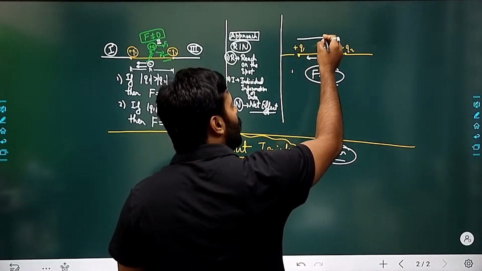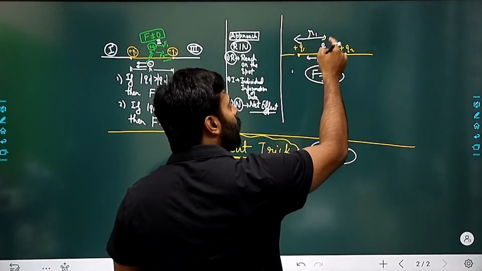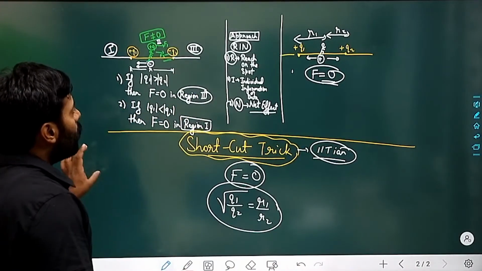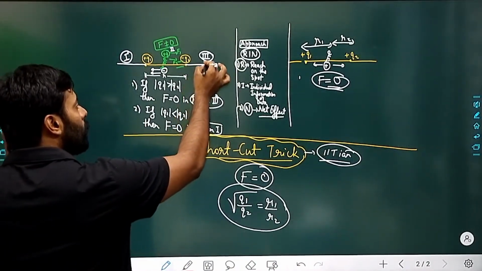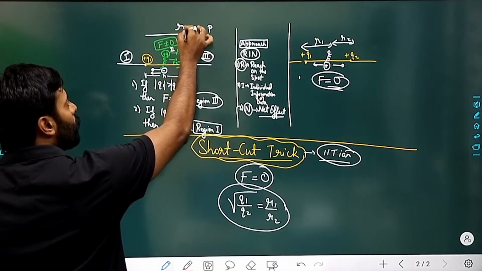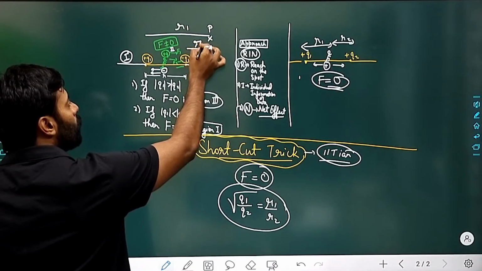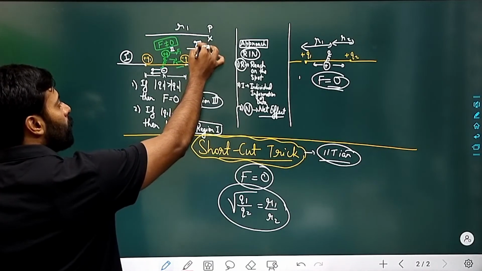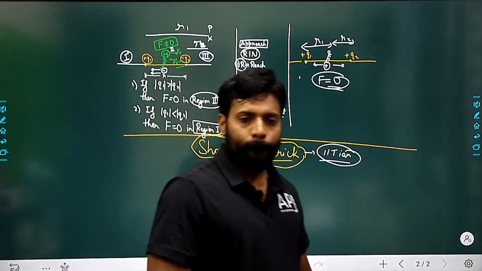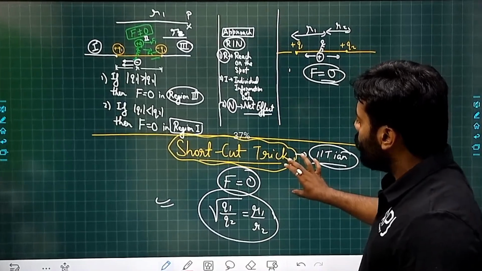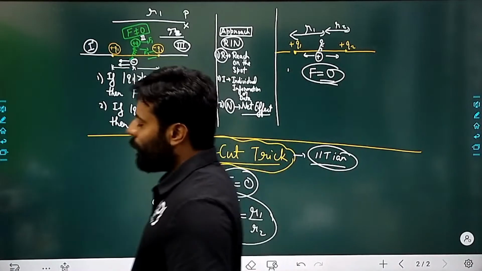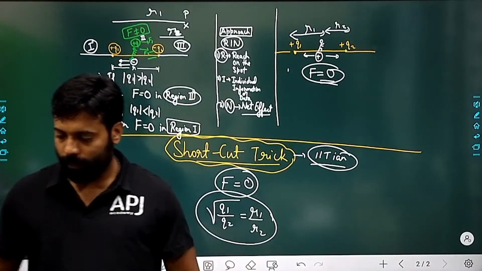Here, distance from Q1 to the null point is R1. Distance from Q2 to the null point is R2. Right? And here, if I am keeping the null point here, distance from Q1 is R1 and distance from Q2 is R2. So the formula will remain same. You have to remember this concept to apply this concept, right? Is it clear? We will use this technique in the future classes. When I come, I'll teach how to use this.